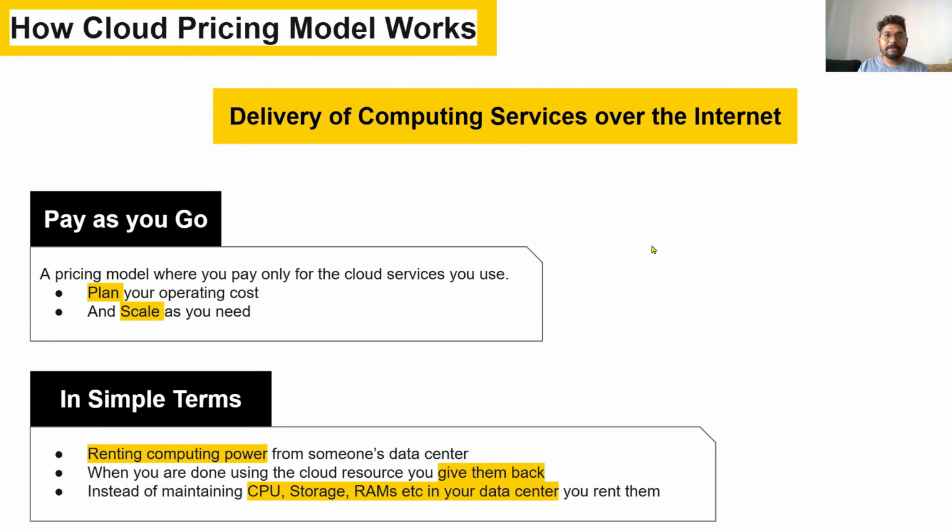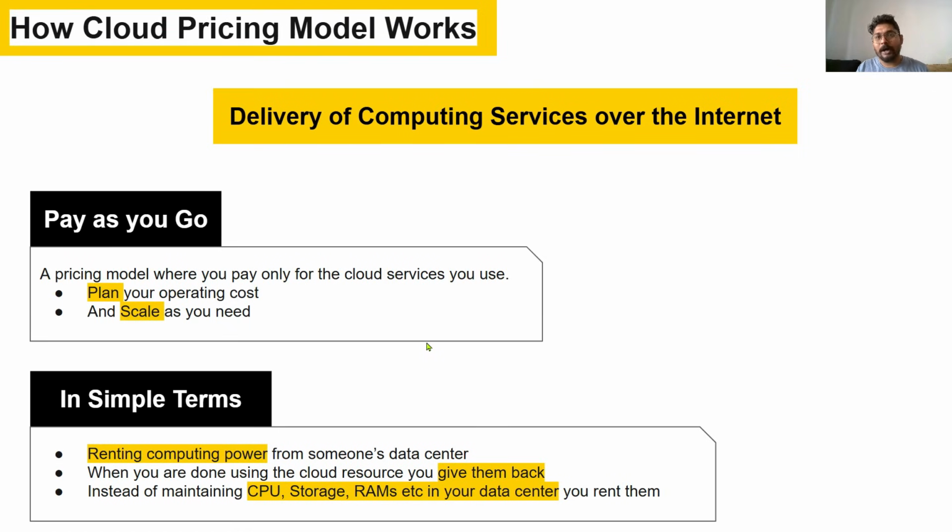Now in simple terms, the cloud computing pricing model works more like a renting service. For example, you rent a car. Instead of buying a car, you rent a car, use it and pay for the use. In the same way, here you are renting computing power from someone else's data center. So the data center is run by a vendor and you are using how much you need. For example, I have a car business where I have hundreds of cars. I give them for rent.